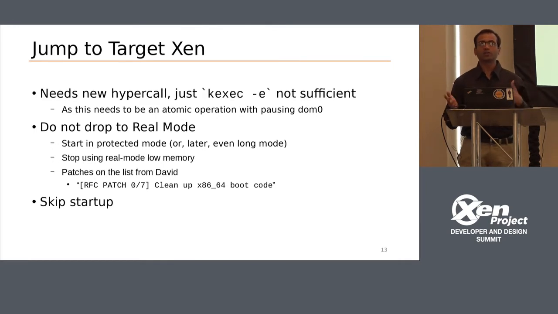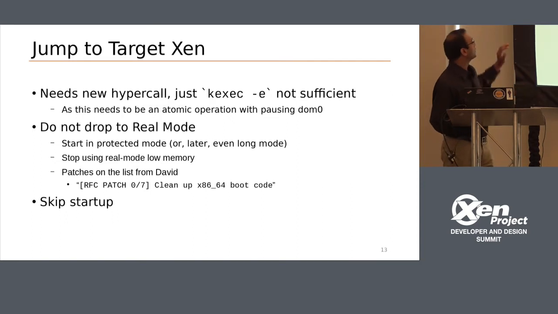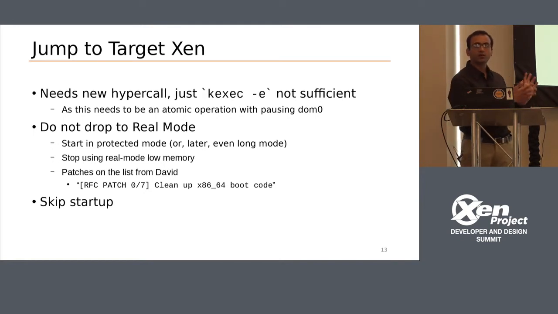And we also need to do some other tricks in the target Xen binary. For example, Xen today would try to boot up, relocate itself, and do the usual startup things. We would really like to avoid that in the target Xen binary. So not dropping to real mode for now. This is an outstanding patch from David, which is on the mailing list, and skipping startup. So all the other work is still pending, but we are taking pokes at some of the areas over here.